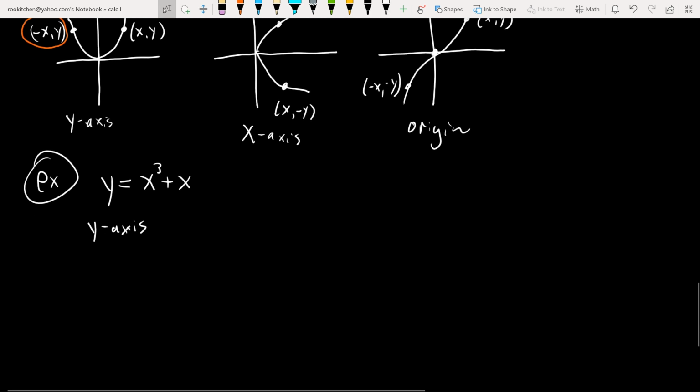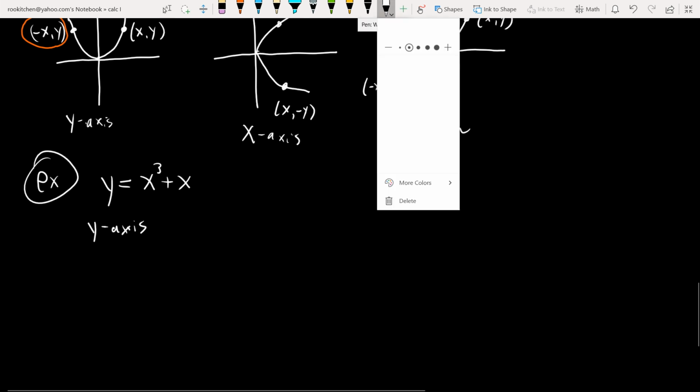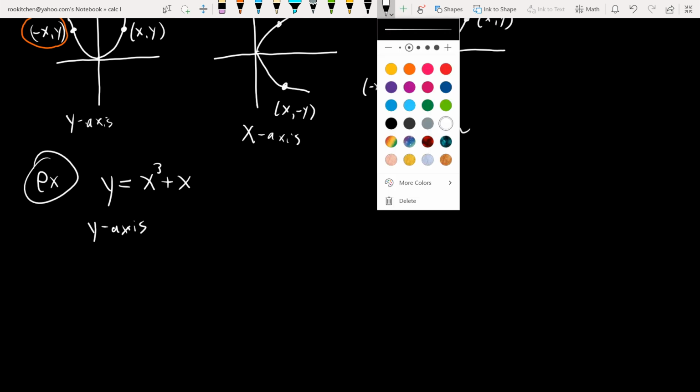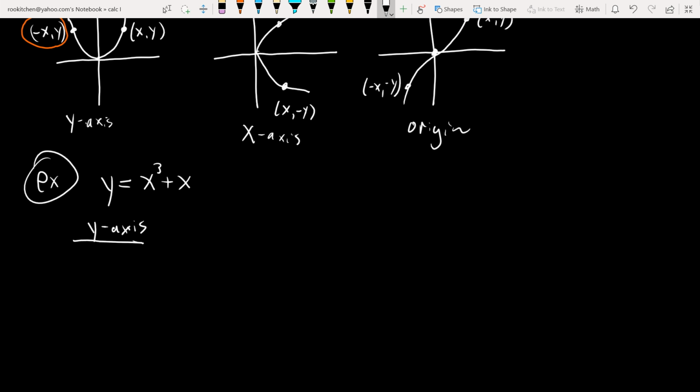Okay, so for y-axis symmetry, what am I doing? I'm going to put negative x in for x. Okay, so for y-axis symmetry, let x be negative x. So I'll have y equals negative x cubed plus negative x. Okay. And that's y equals negative x cubed, since a negative cubed is still negative, and then minus x. And then you compare this to the original equation. Are they the same equations? Is this thing the same as that thing? Right? And in this case, obviously not.